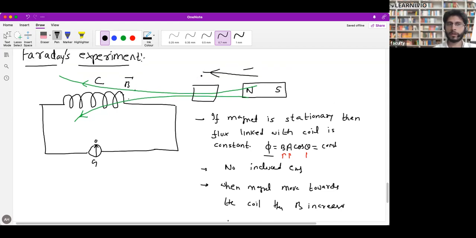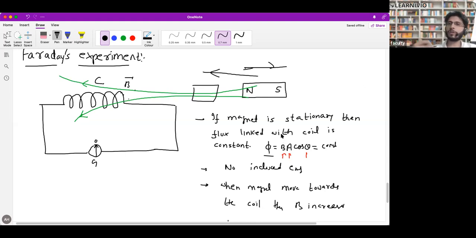Now, Faraday repeated this experiment several times in different forms. Once he took this magnet towards the coil, flux is changing, EMF is inducing. Then he took the magnet away from the coil. If he's taking the magnet away from the coil, what will happen with the magnetic field now? Its strength will decrease. And how will it affect the flux? If B is decreasing, how will the flux change? Flux depends upon magnetic field. It's directly proportional to B, so it will also decrease.